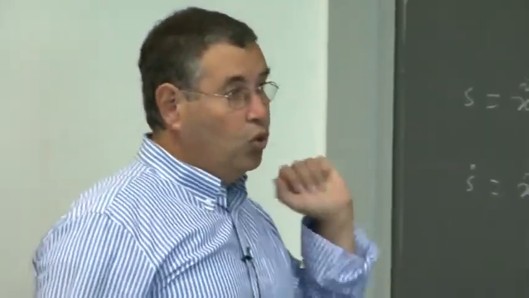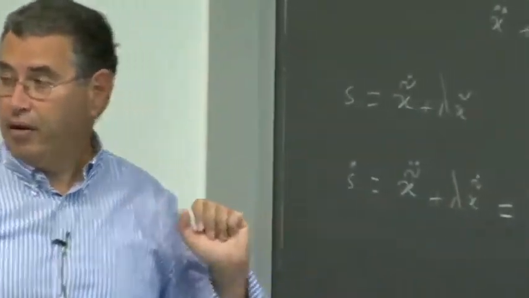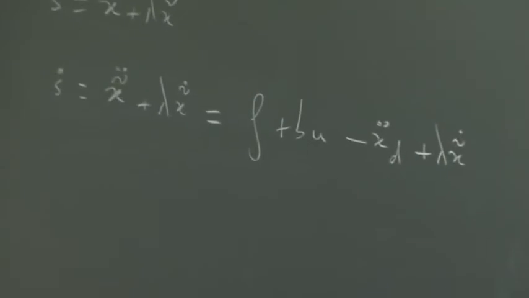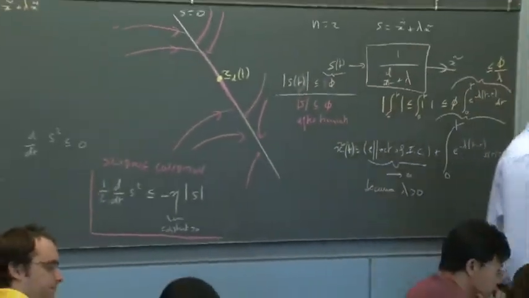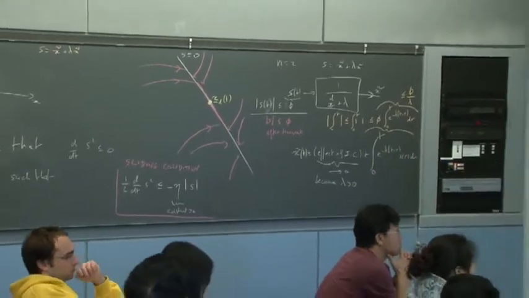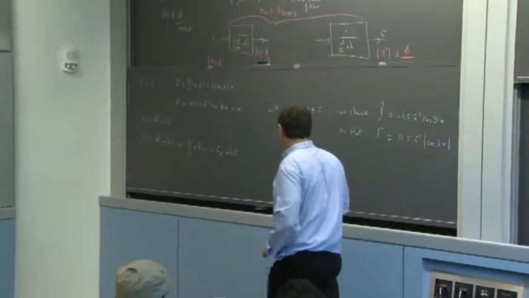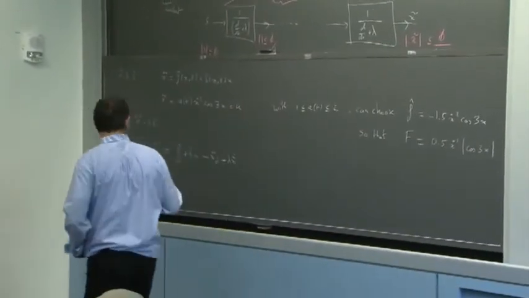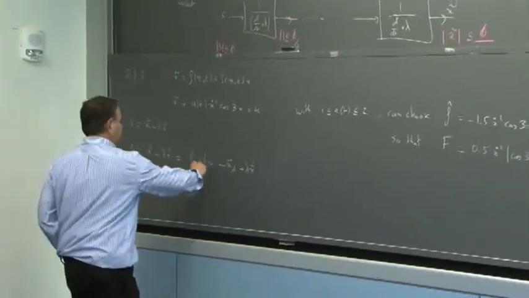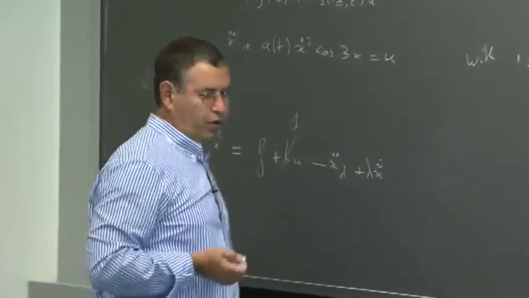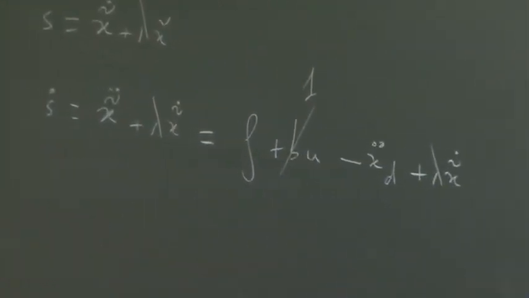Okay, so let's get back there. Basically, this is what we're trying to do. We're trying to choose the control law so that S verifies an equation like this. Just for simplicity, let's pick b equal 1. It doesn't really matter, but it makes the algebra a little simpler.